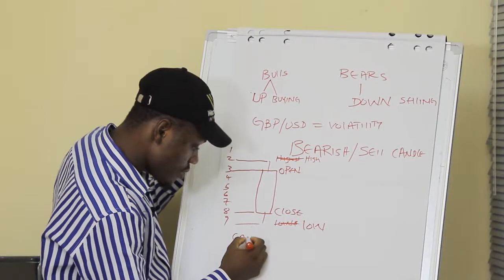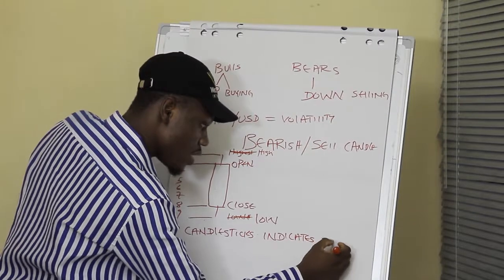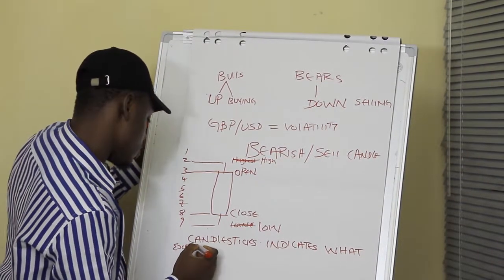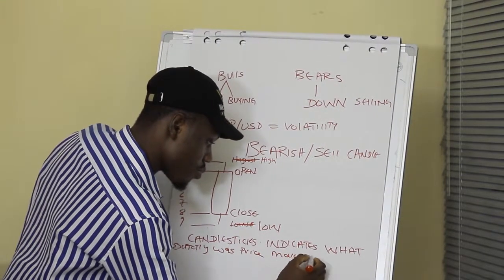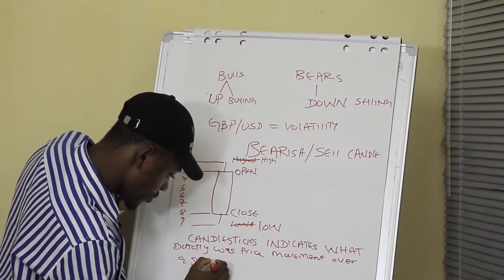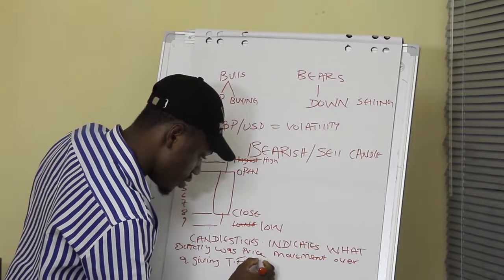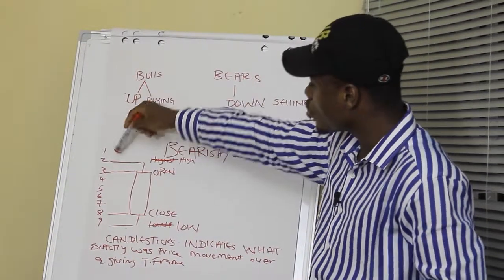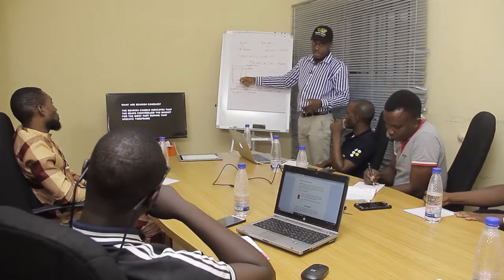So let me just add: candlesticks indicate what exactly was price movement over a given time frame. So candlesticks basically indicate what exactly was price movement over a given time frame. Looking at this bearish candle, it moved to 2, was not sustained, came down to as low as 8 and closed at 8, but before closing at 8, it came as low as 9. So that's why we have a shadow under here.